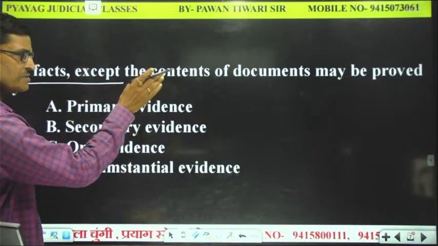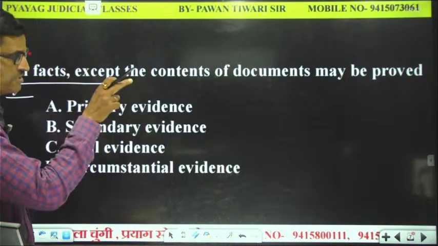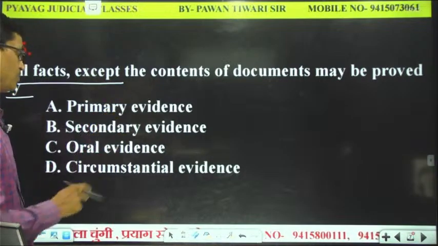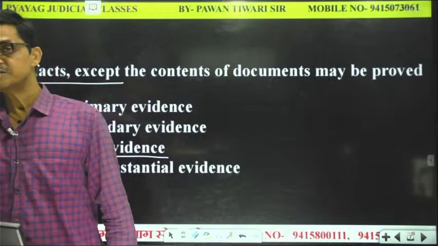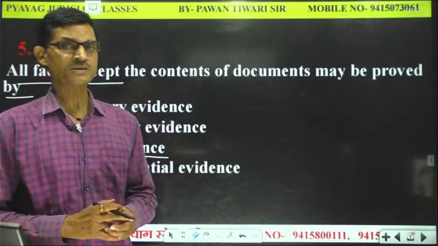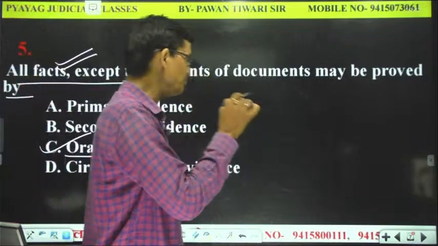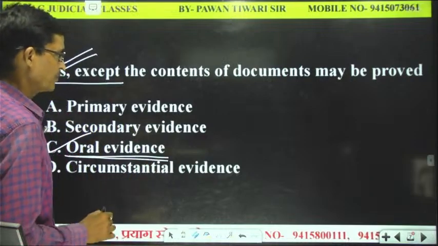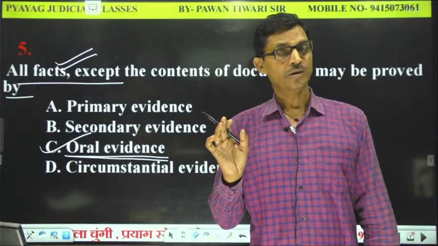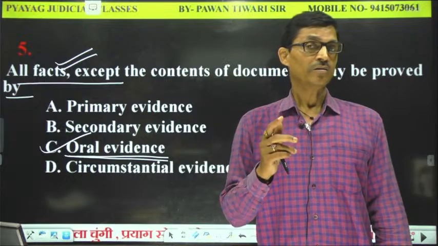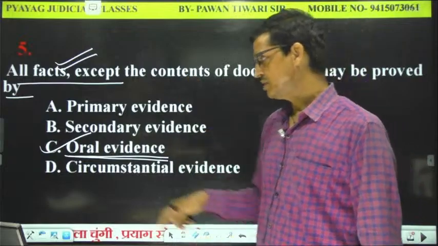All facts except the contents of document may be proved by oral evidence. Section 59 says that all the facts except the contents of the document may be proved by oral evidence. It means contents of the document shall not be proved by oral evidence. Any content, if it is to be proved, only and only documentary evidence is required. So the correct answer of question 5 is C, oral evidence.